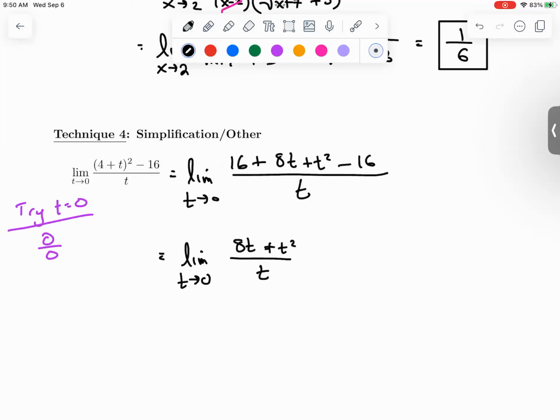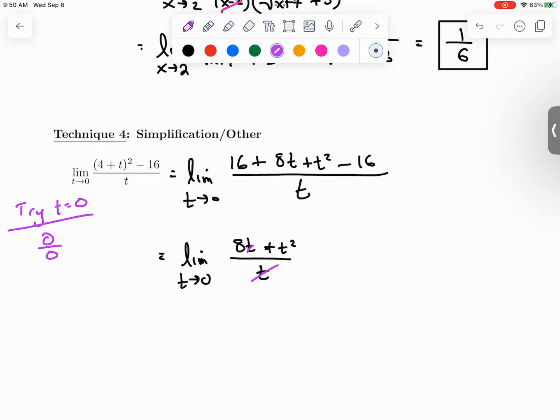Another mistake that John Doe student makes, or Jane Doe student: she cancels this t like that. Why is that not feasible? You have to factor the numerator. Exactly right. We need to factor.